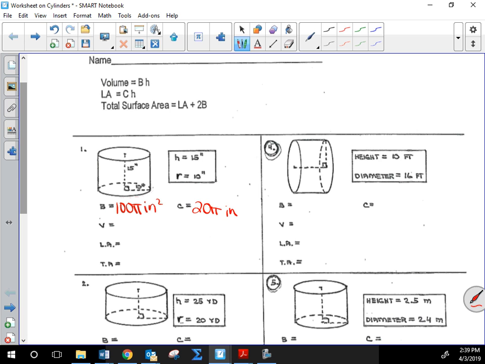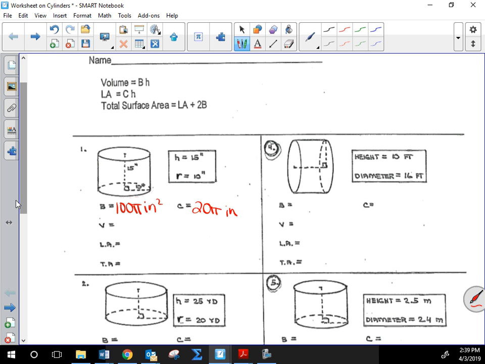Alright, so volume is once again area of the base times height. And guys, you can't forget these formulas. We use them in calculus. You can't forget them. They don't give you the formulas. And when they looked at me and I was like, well, what's the area of a cylinder? And they looked at me cross-eyed. Not good. Don't forget them.